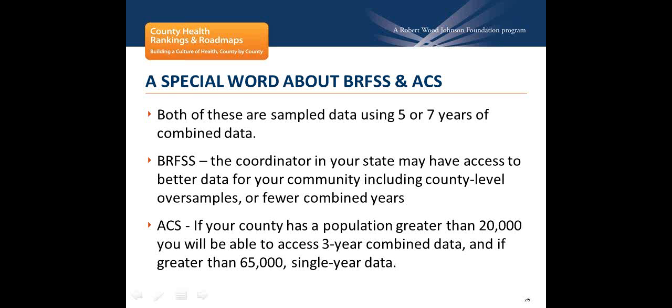For the BRFSS, the coordinator in your state may have access to better data for your community, including county-level oversamples or fewer combined years. For the American Community Survey, if your county has a population greater than 20,000, you will be able to access 3-year combined data, and if greater than 65,000, single-year data. Both of these will be far more useful in measuring progress than the 5-year data we currently have available on the County Health Rankings.